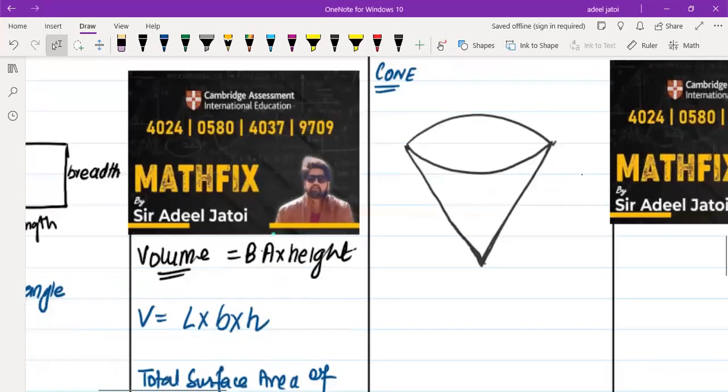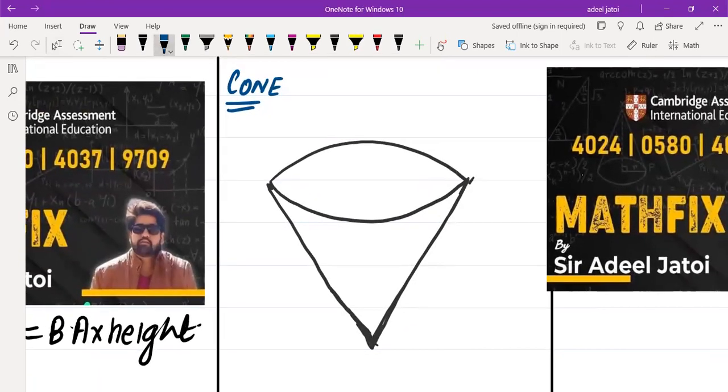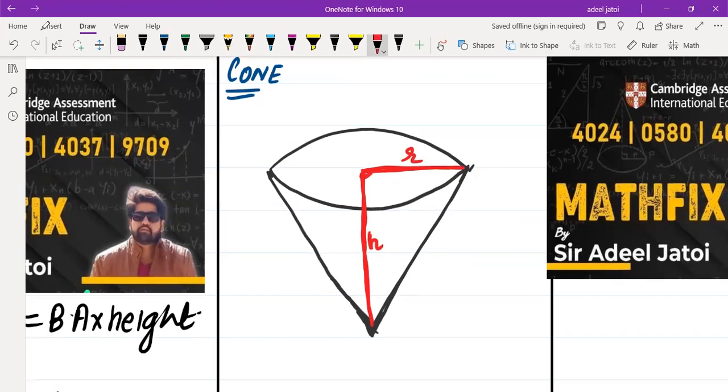Now let's just work on the figure that is called cone. Now what does this cone have? The cone will be given with the help of what? Radius. And it will be given as what? Height. Now this line will be a slant height. Just slant length or slant height.